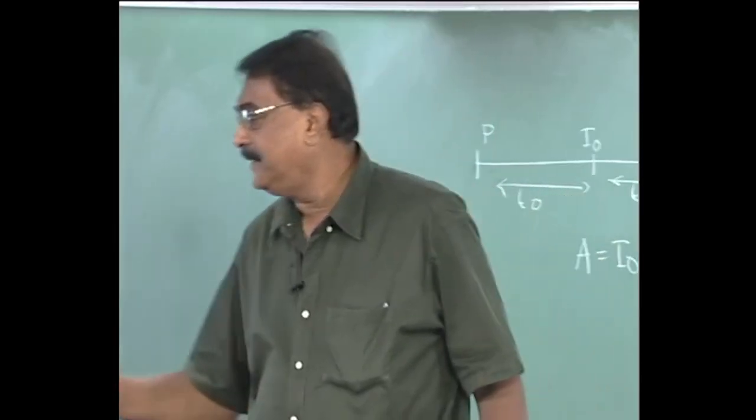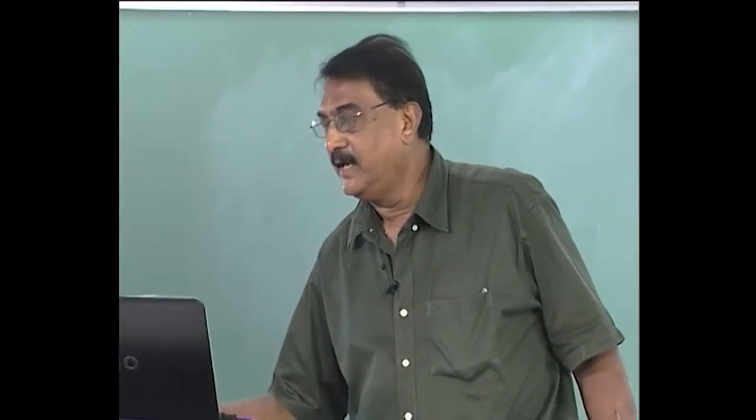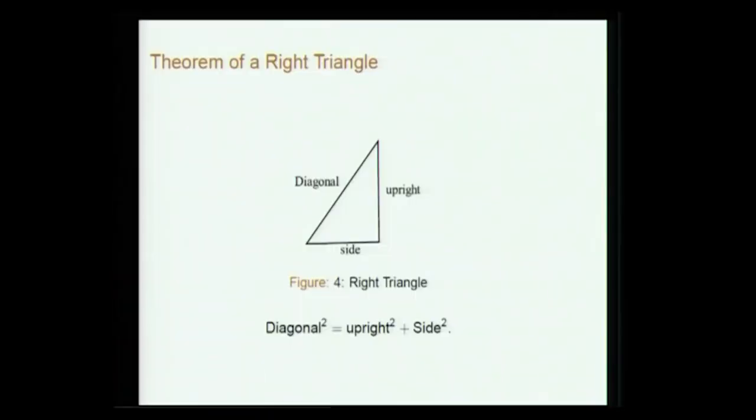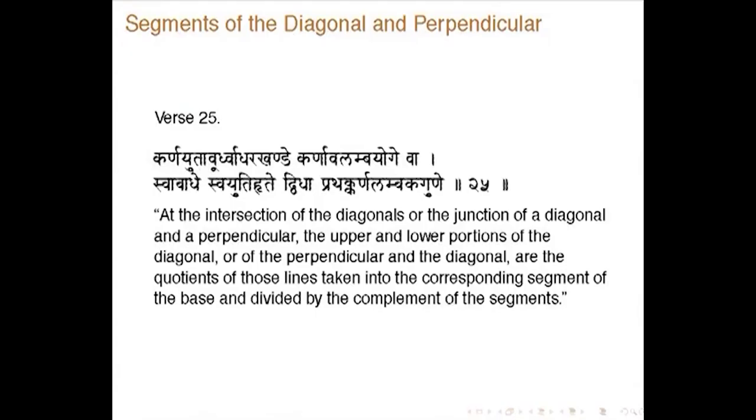So, you are expressing it in this manner: either you get the side from the upright and diagonal, or the diagonal is found from the upright and side, and so on. But the essential result is that the diagonal square is the upright square plus the side square.